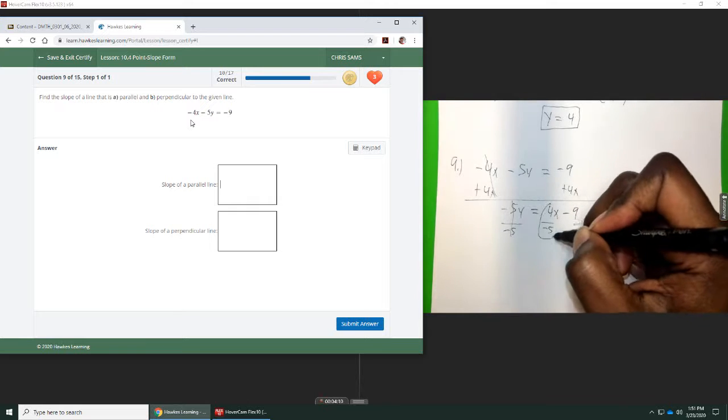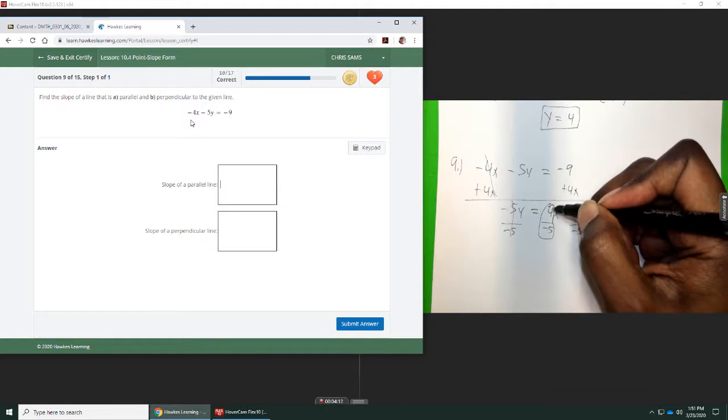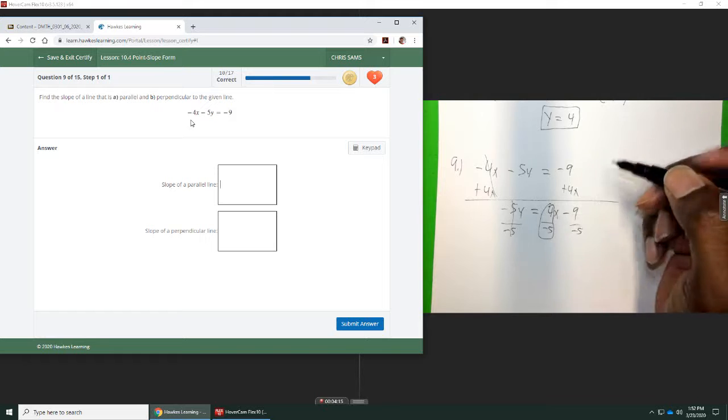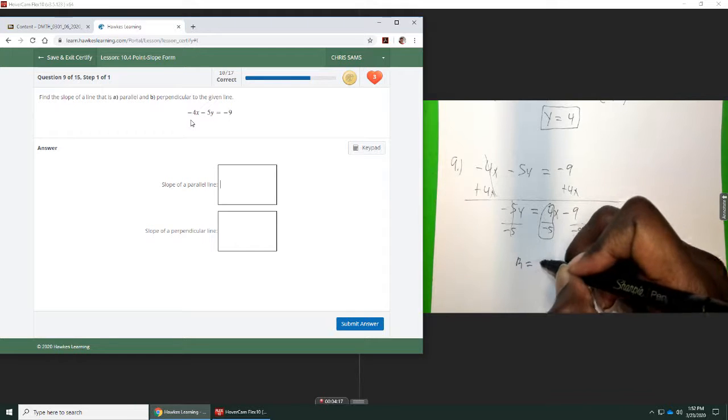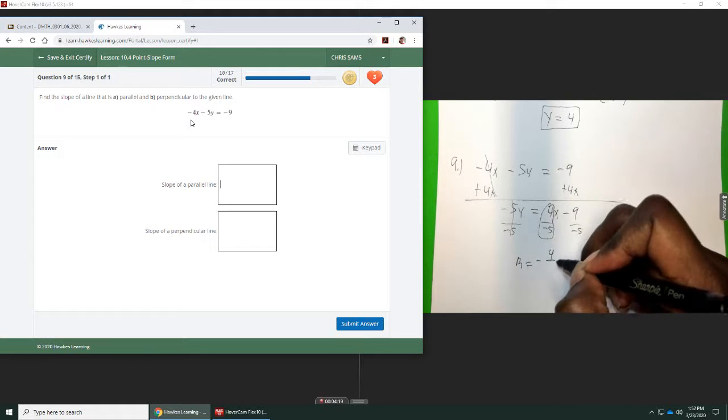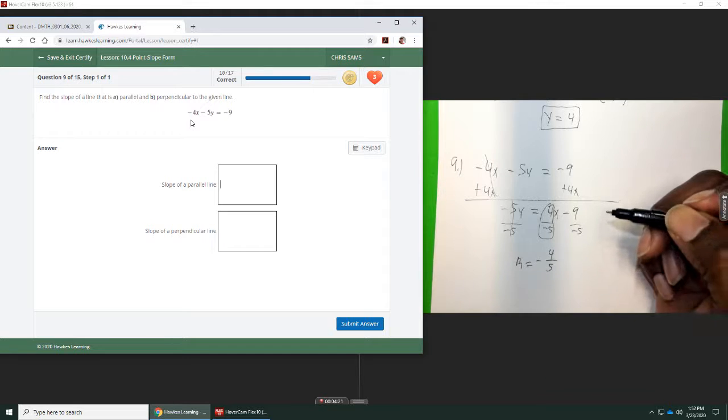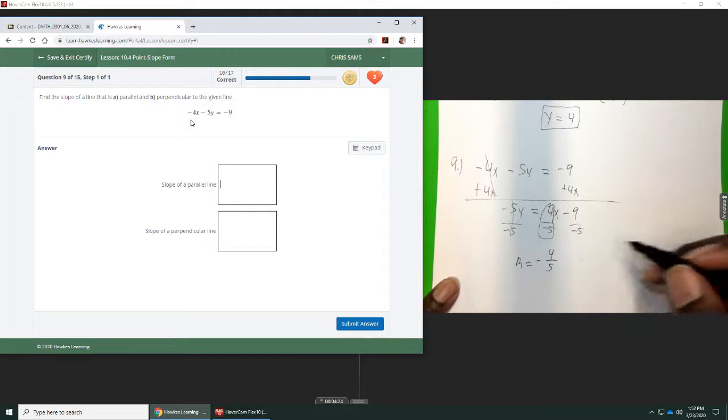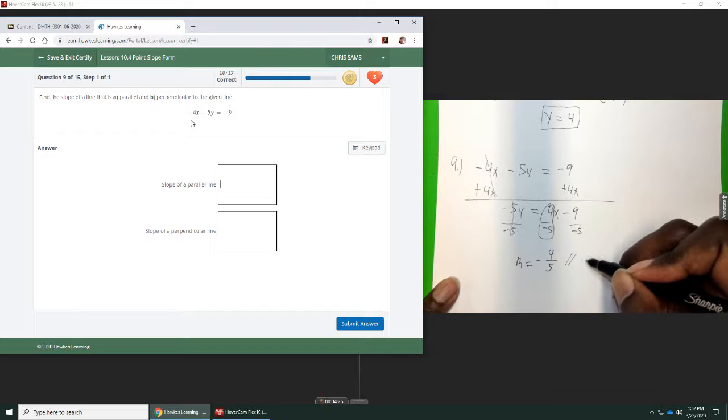Okay, so at this point you're done. We're only concerned with the slope. 4 over negative 5 or negative 4 over 5, however you want to slice it. Put the negative out front, doesn't matter. So parallel means the same. So it's still going to be negative 4 over 5.